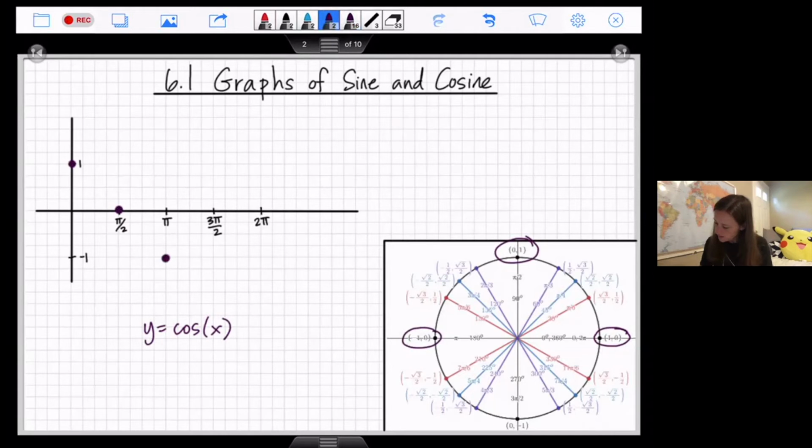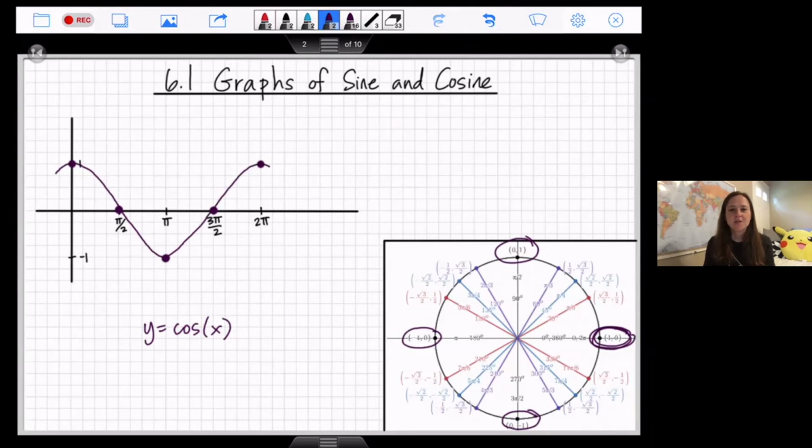And then at 3 pi over 2, we're down at the bottom of the unit circle. Cosine of 3 pi over 2 is 0. And then we're back to 2 pi, back to where we started. Cosine of 2 pi is 1. So we're going to fill in that wave shape. It's the same shape, but cosine, instead of starting out at the origin, starts off at the maximum point and then heads down from there. Those are our basic shapes of sine and cosine.